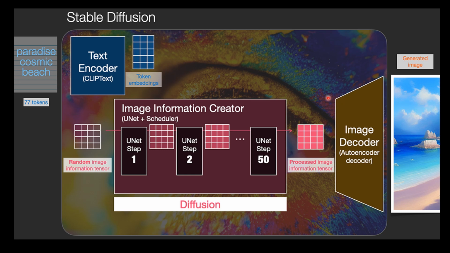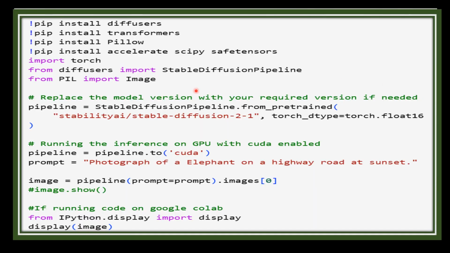For example, you might describe a prompt like a majestic lion standing on a rocky cliff. So stable diffusion would use this textual description to generate an image that captures the essence of your prompt, creating a detailed and vivid picture of this majestic lion and the surrounding environment. So let us understand the code involved in this to create images from the text.